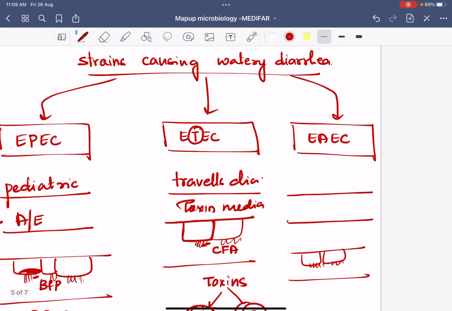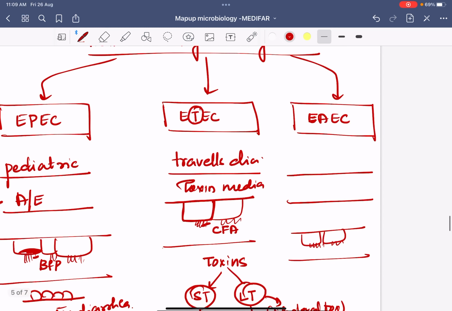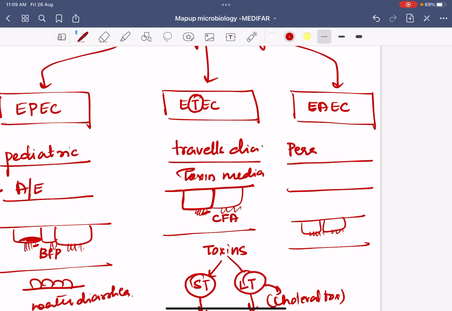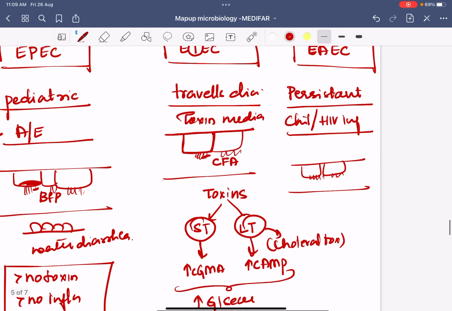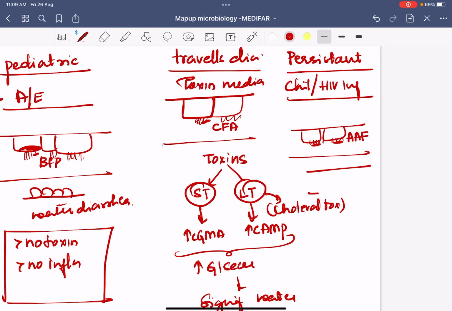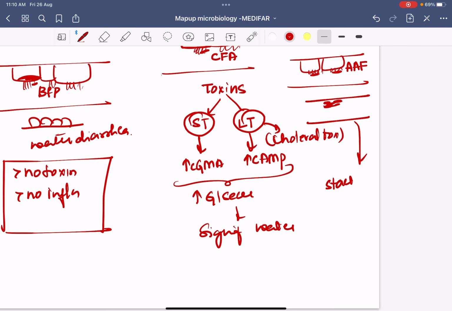And the next strain is enteroaggregative E. coli. Enteroaggregative E. coli causes persistent watery diarrhea in children or in HIV infected patients. This enteroaggregative E. coli goes and binds to the intestinal mucosal cells of the small intestine with the help of aggregative adherence fimbriae. The adhered rods of enteroaggregative E. coli appear as a stacked brick appearance on Hep2 cell line.